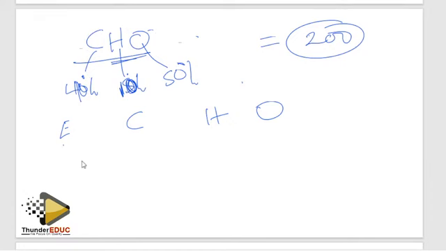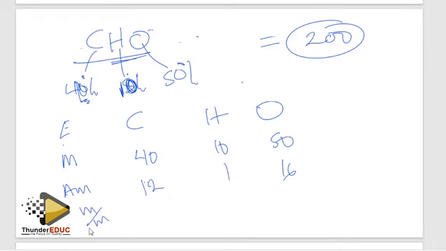Let's start with the mass. In this case they have given this in percentages. So this is 40%, this is 10%, and this is 50%. Then the atomic mass, you look into the periodic table. It is going to be 12, 1, and then 16. Now you divide the mass over the atomic mass. In this case, you get the number of moles. So you say 40 divided by 12, then 10 divided by 1, and then 50 divided by 16.